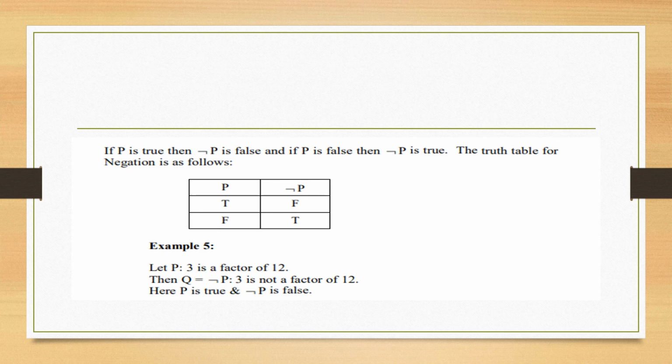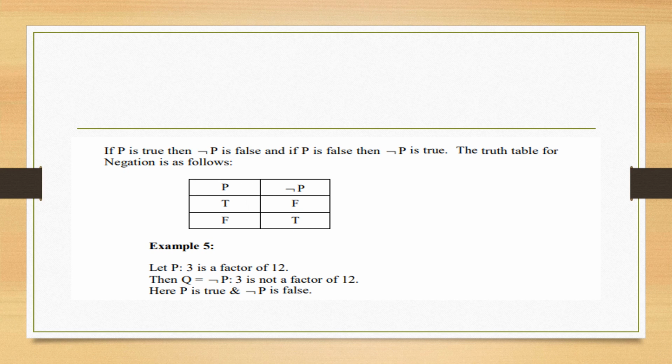Let us see negation values in the truth table. If P is true, then negation P is false. If P is false, then negation P is true. So in the truth table, when we write P and negation P, true means false, false means true.